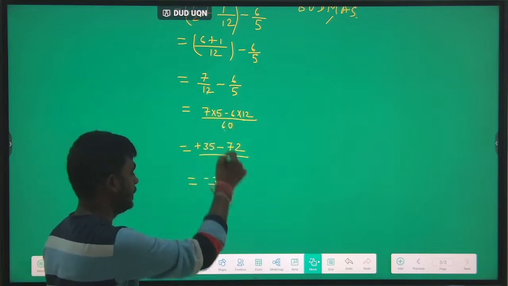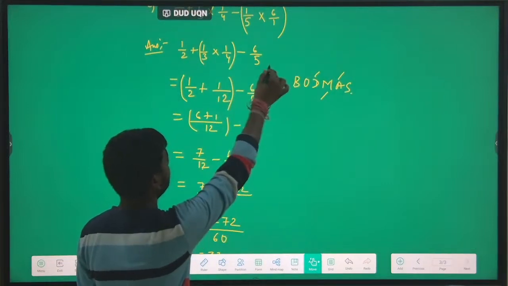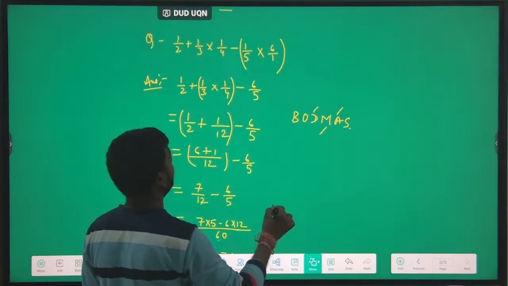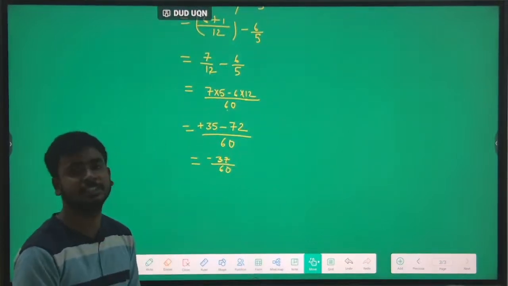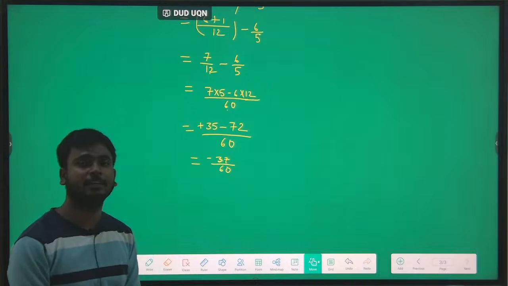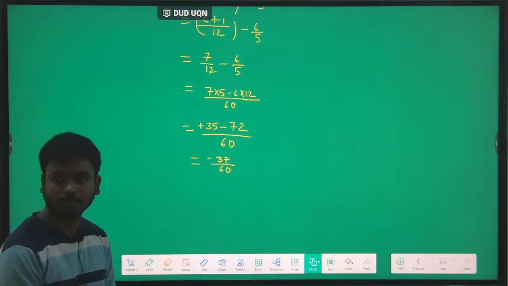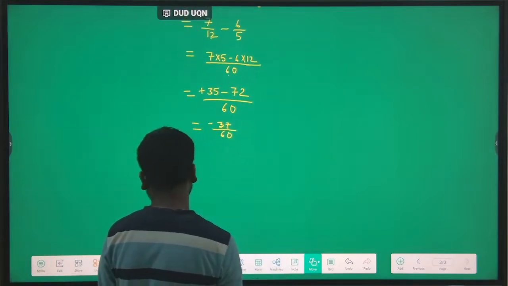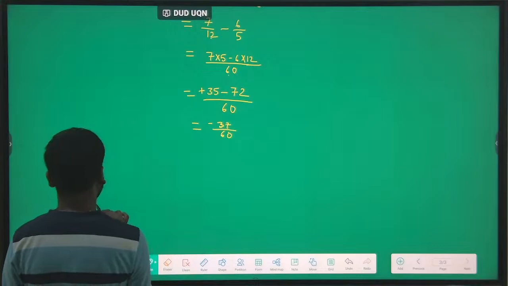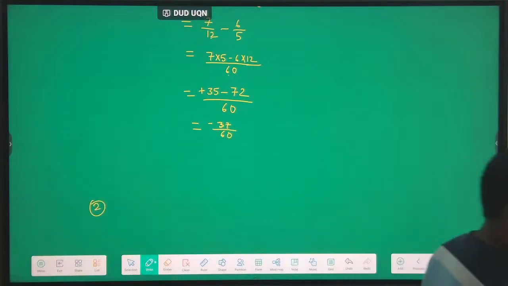So for this question, what we have done is simplified the value as minus 37 upon 60. Okay. So this will be our simplified value. Okay. Now we will move towards our next question. Our next question is, let me take it from the book.